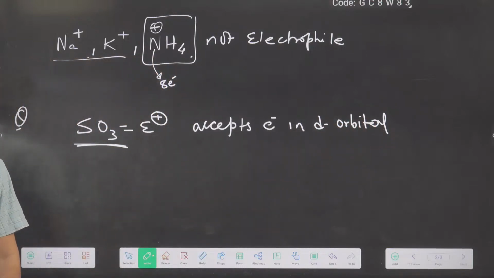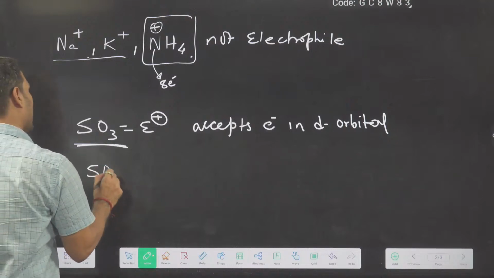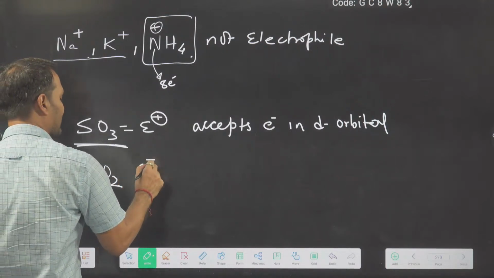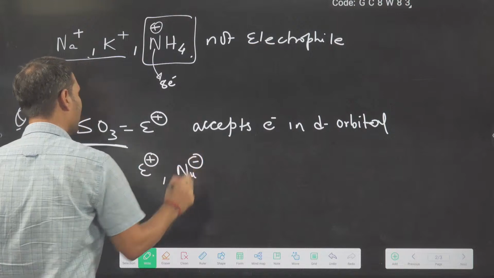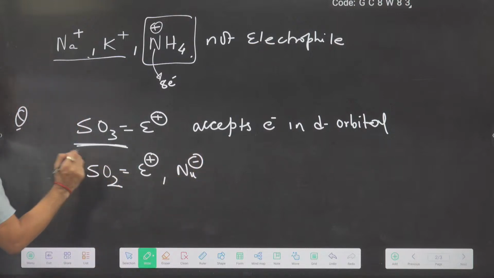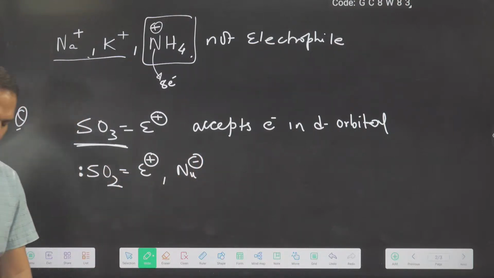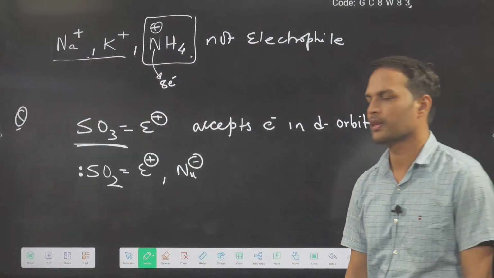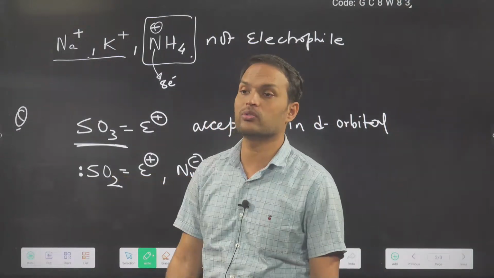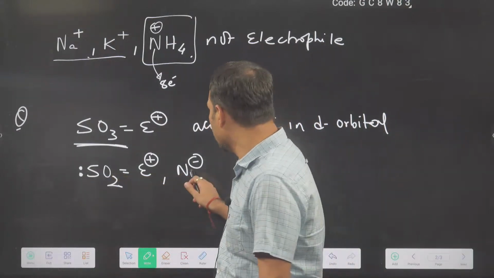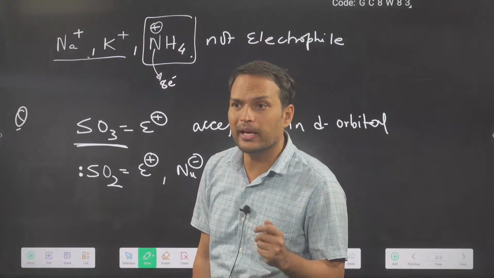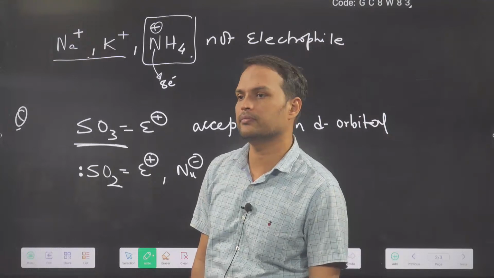Sulfonation, if you remember, is a benzene reaction. There SO3 is an electrophile. Similarly, SO2 has a lone pair also, so it can act as an electrophile as well as a nucleophile. If they ask why SO2 is an electrophile, what will you say? Because there is a vacant orbital. Why is it a nucleophile? Because it is having a lone pair.